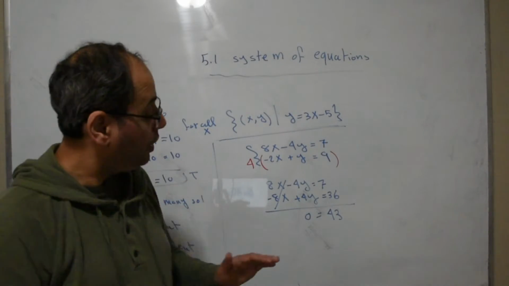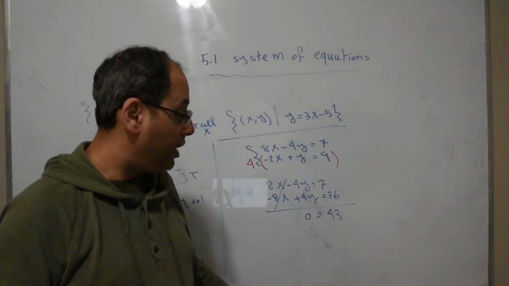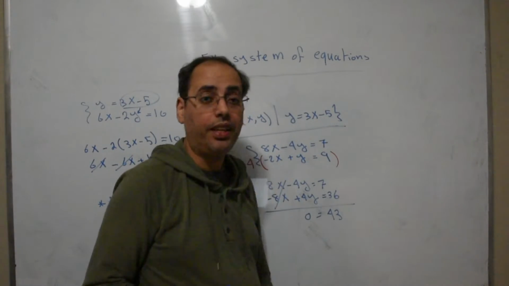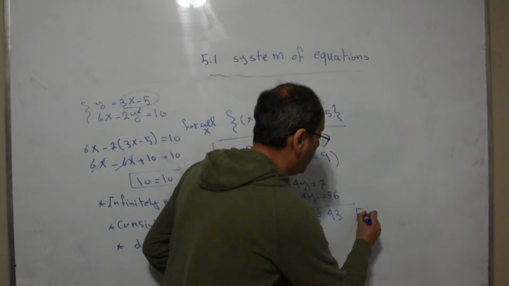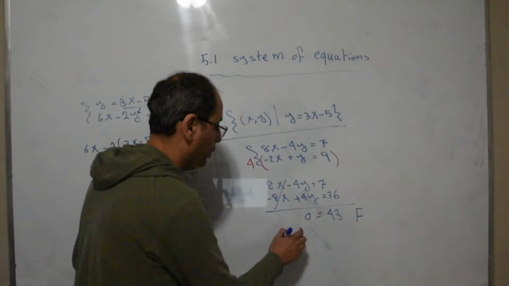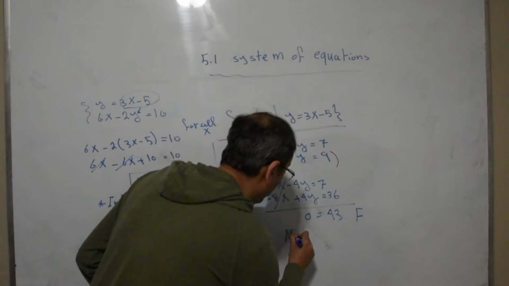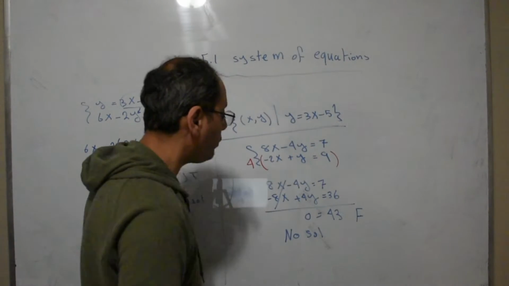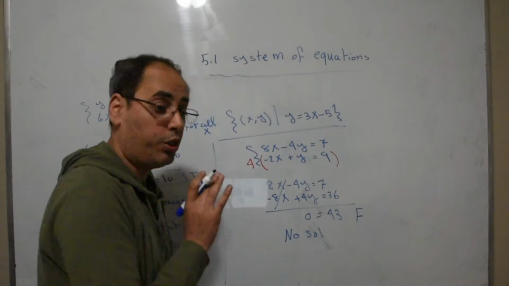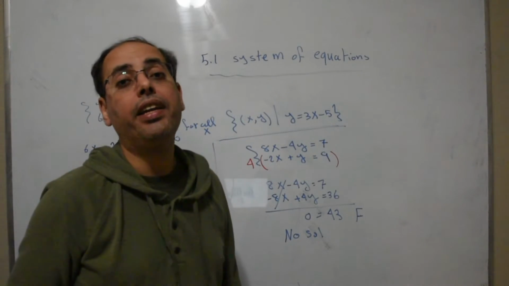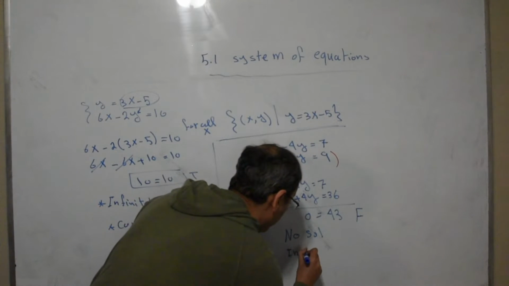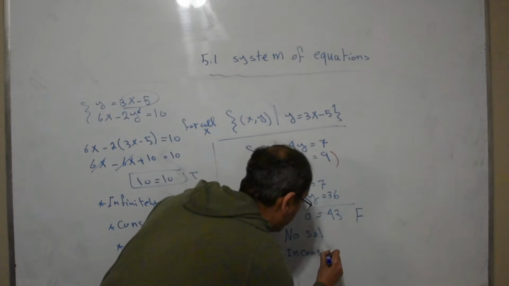So now I got a statement, but is 0 equal to 43? No. So the statement is false. Since the statement is false, then I have no solution. So here there is no solution. And since there is no solution, the system is inconsistent.